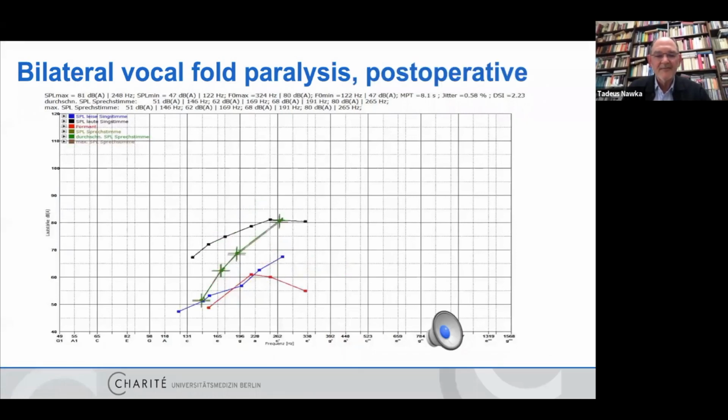And this is after surgery, postoperatively, the voice.